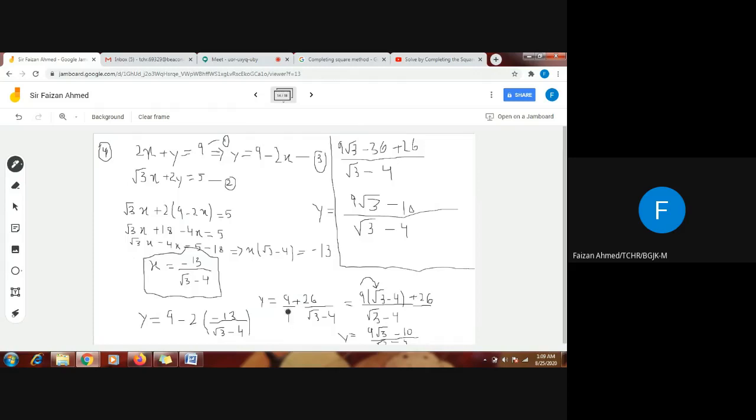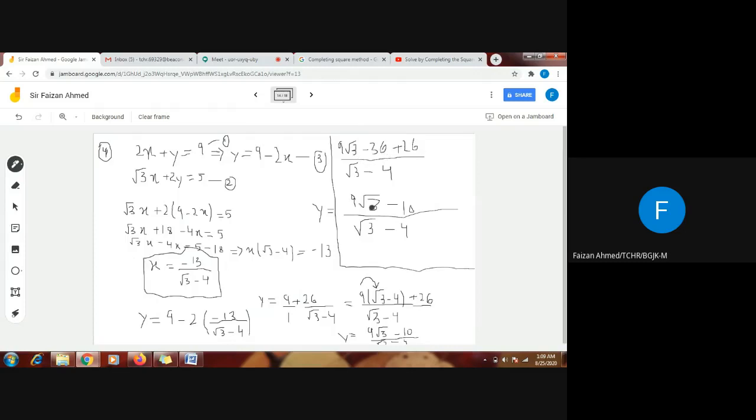There is nothing in the denominator, so I have written 1. Root 3 minus 4 will be the LCM, and I have to multiply this 9 by root 3 minus 4, and then this 26 will be as it is. 9 multiplied by root 3 will be 9 root 3, and then 9 multiplied by 4 will be 36, minus 36, and then plus 26 as it is.